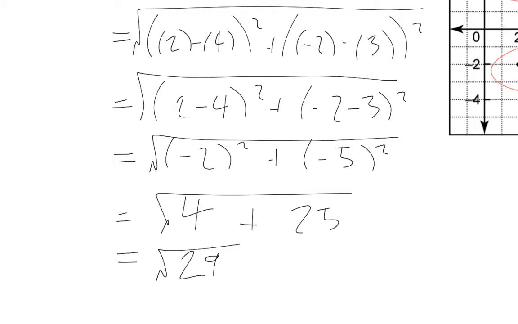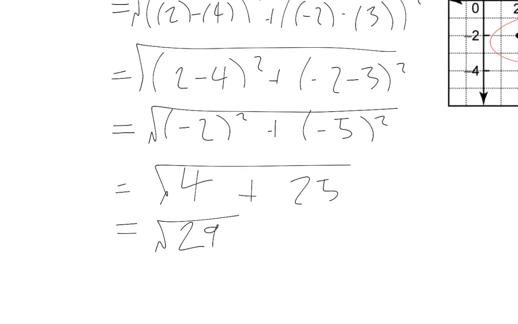So the length of line segment GH turns out to be the square root of 29. You can leave your final answer as a square root, unless it's specified that you need to express your answer with a certain amount of decimal places. I'm going to go ahead and simplify the square root of 29.